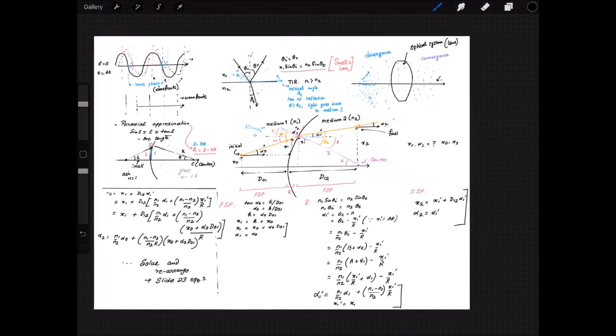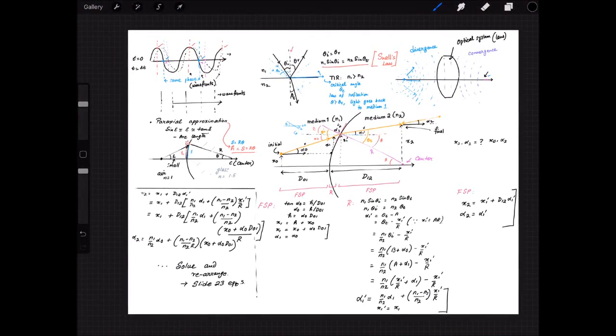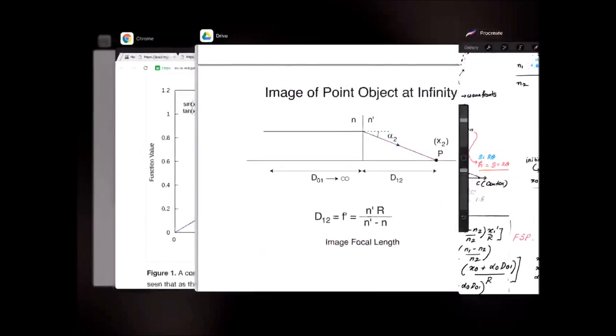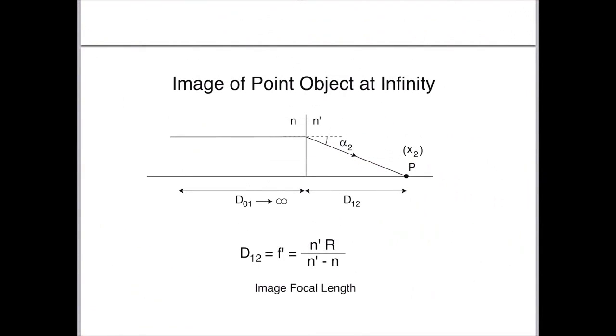Okay, so to work that out, if we look at this case that we solved, if you had light coming from a point source at infinity, we assume that the rays are traveling parallel to the optical axis. So if the rays are parallel to the optical axis, there is no angle to begin with. So for your previous case, your alpha naught would be 0, your alpha 1 would be 0, you'd simply have to work with alpha 2.